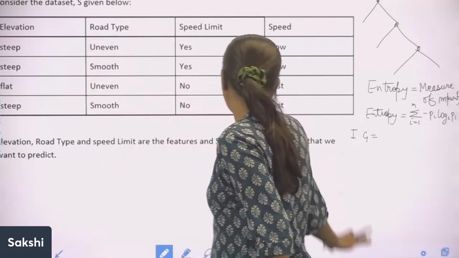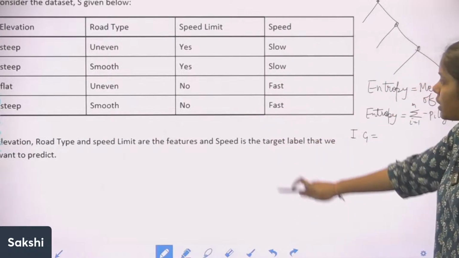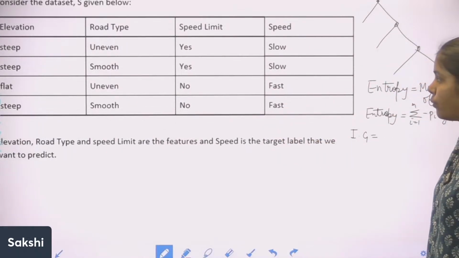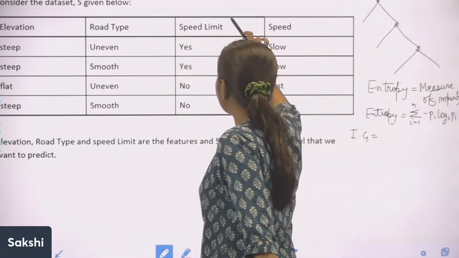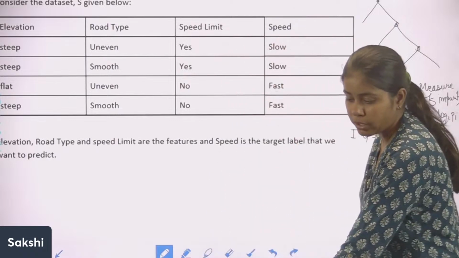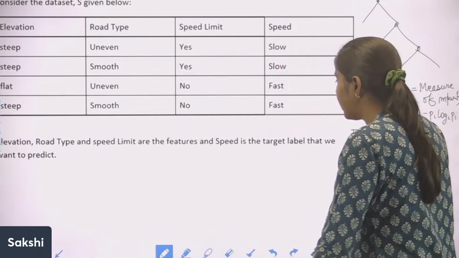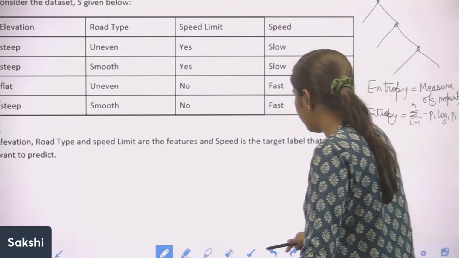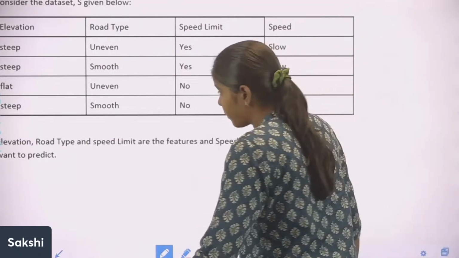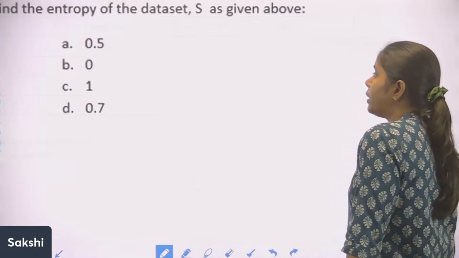This thing is clear. So yeah, we are going to solve this. Now the question is: consider the data set as given below. We have given elevation, road type, speed limit, and based on that I got the speed, right? Now they are saying that elevation, road type, and speed limit are the features, and speed is the target variable that we want to predict. Okay, that is about the data set. Now they are saying find the entropy of the data set.